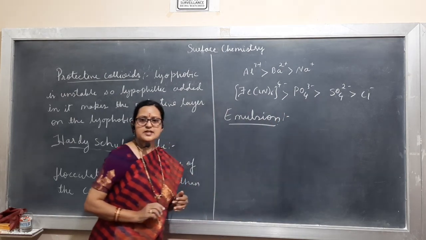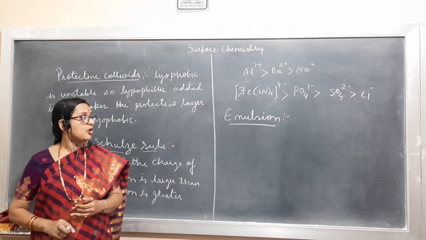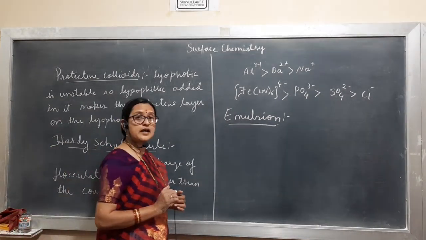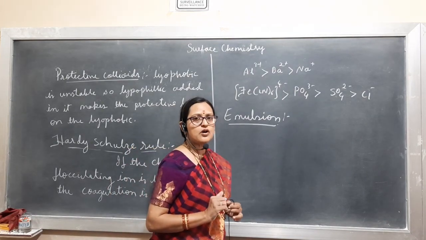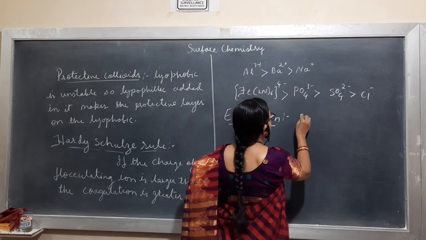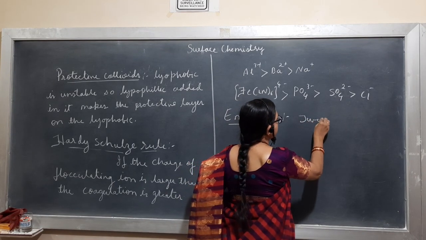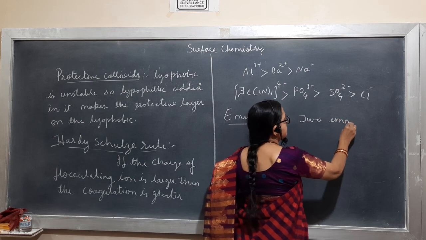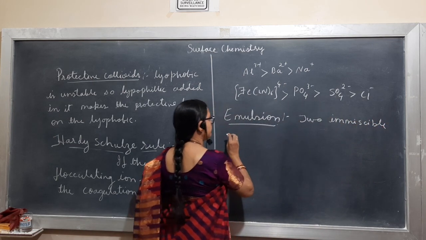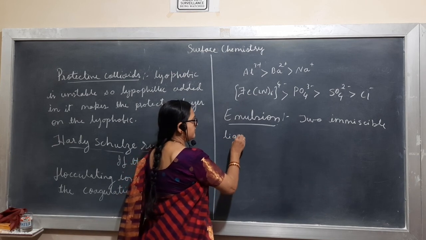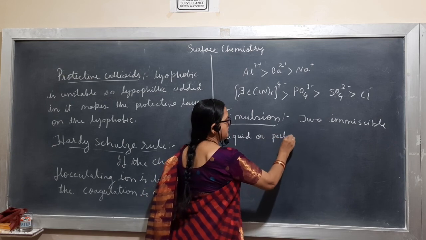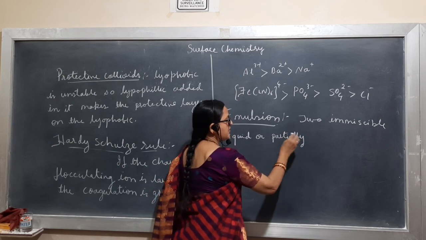These emulsions are nothing but systems in which both the dispersed phase and dispersion medium are liquid, and they are immiscible or partially miscible. We can take down the definition: two immiscible or partially miscible liquids.